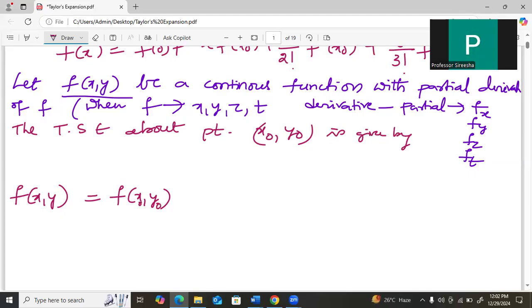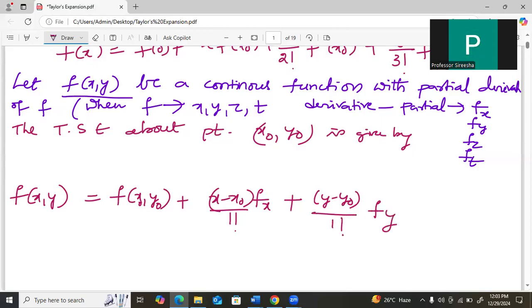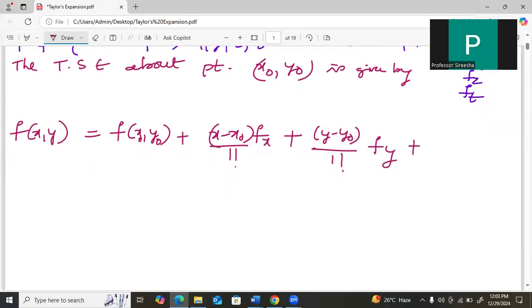f of x naught y naught plus x minus x naught fx. Of course, there's one factorial here, plus y minus y naught by 1 factorial fy. These are the first order derivatives. How do the second order derivatives look? You all know the set of second order derivatives would be 4 in number. Of course, for the second order derivatives, I'll write it in the next line because I'll be having a 2 factorial. I'll be having things like this.